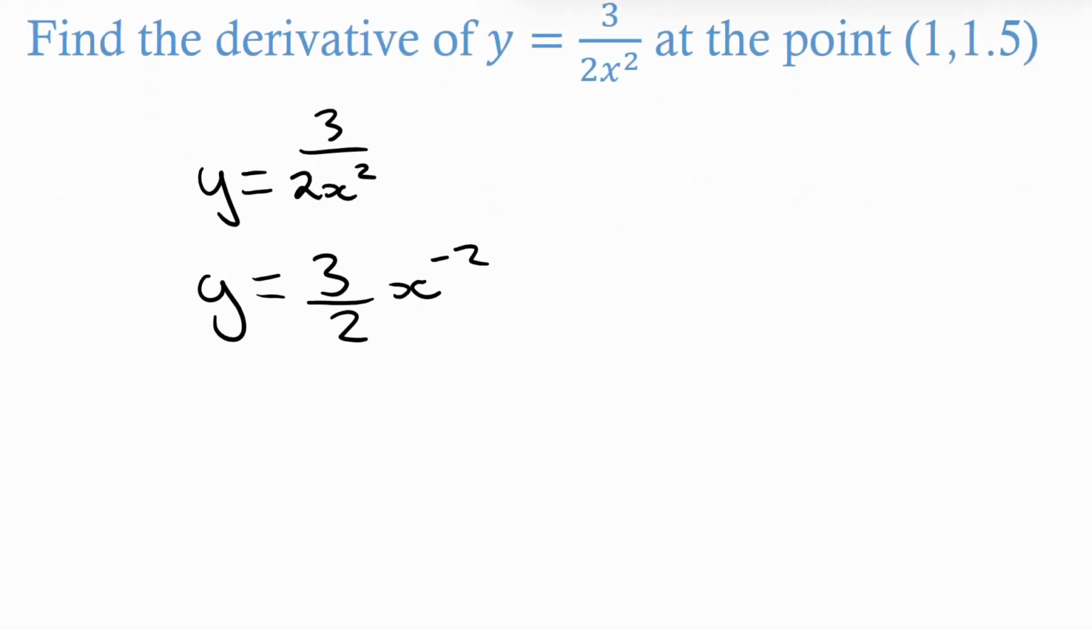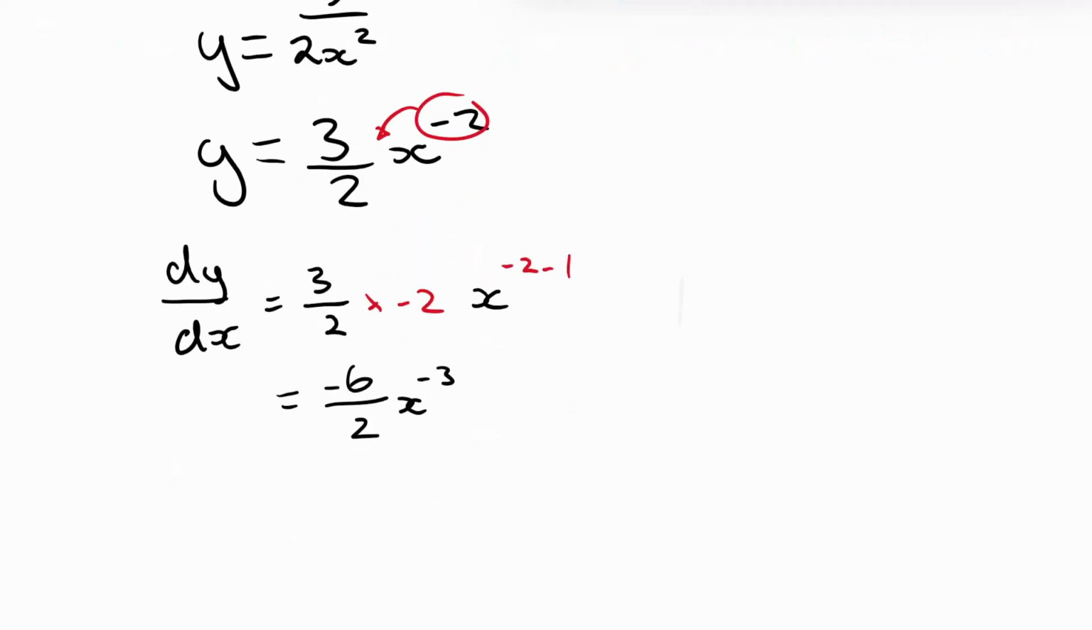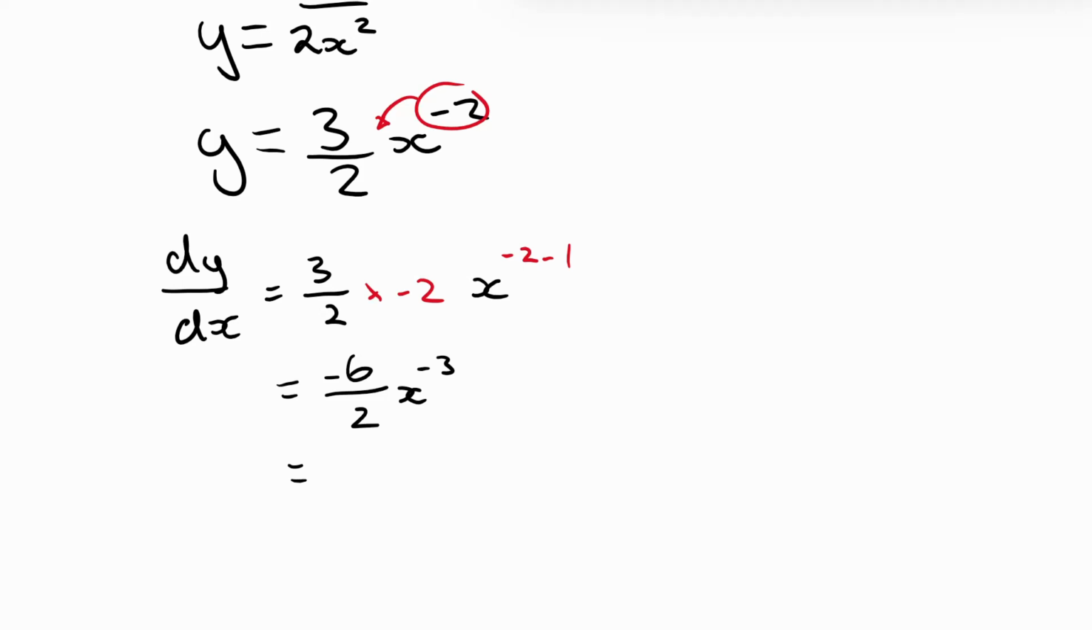So if I go and differentiate this, that 3 over 2, it's a constant. It's going to stay there. The negative 2 is going to be brought out the front. So times negative 2. We get x, and then we get negative 2 take away 1. Let's simplify that. So we end up with negative 6 over 2 x to the negative 3, which we can simplify more. So we get negative 3x to the negative 3.